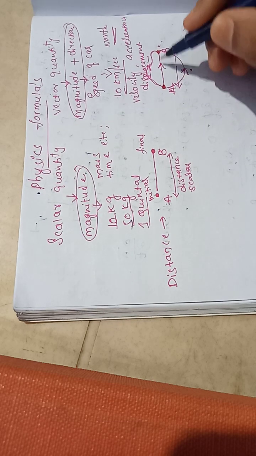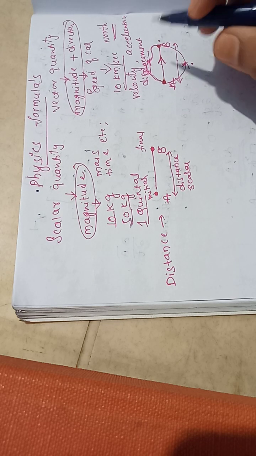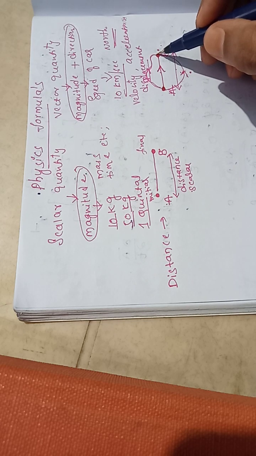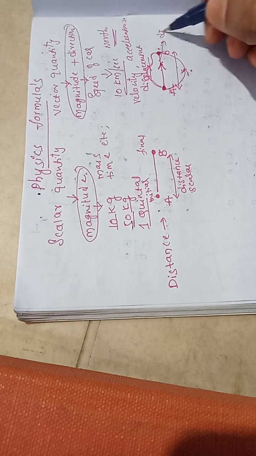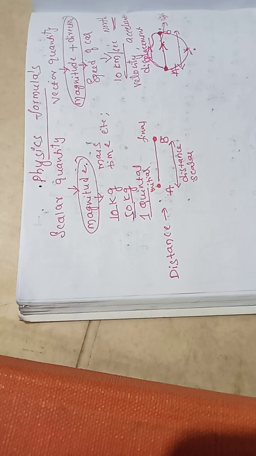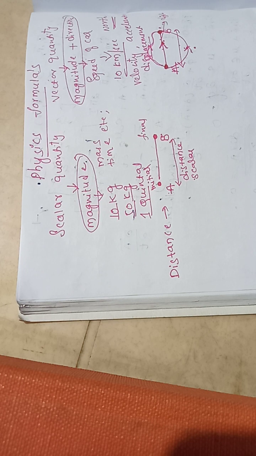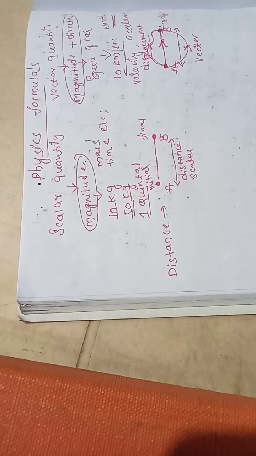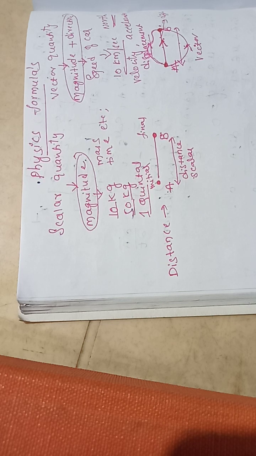But here A to B is the least distance which he has to travel. So this least distance travelled by the person, we call it displacement. Okay, the least distance travelled by the person in a particular direction, we call displacement. Now such displacement is a vector quantity. Now I think you got clarity about scalar and vector quantities.